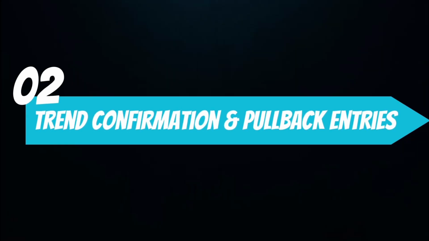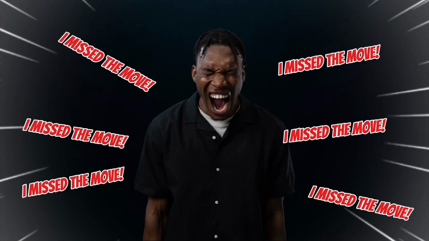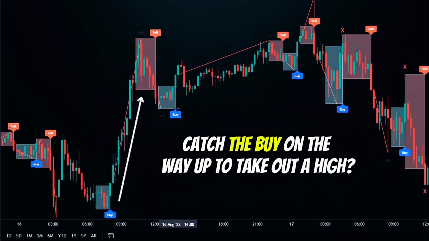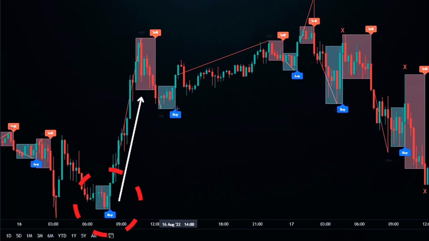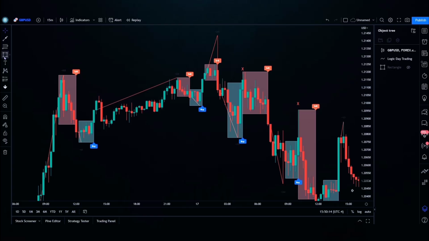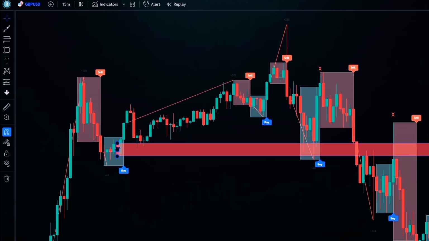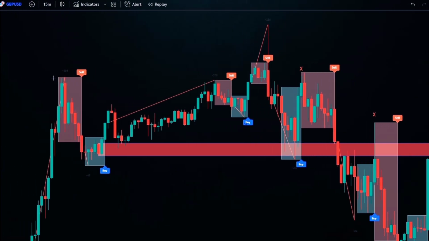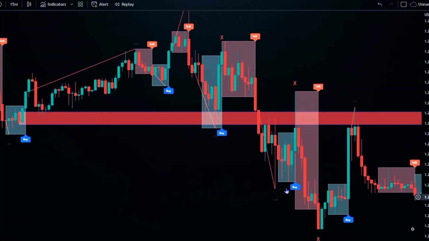Now, the second strategy is all about trend confirmation and pullback entries. It's for people who always say, "Ugh, I missed a move." This is especially useful if you missed the initial breakout and want a second shot at entering the trade. For example, let's say you wanted to catch the buy on the way up to take out a high, but you missed the first entry. No problem. You mark the most obvious demand zone inside the green buy box. Price retraces into it, never looks back, and quickly breaks the high, then creates a brand new high right after.